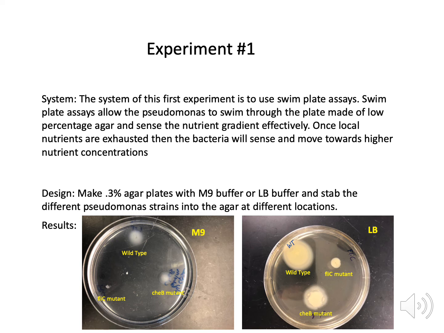A chemotaxis mutant should be able to swim but unable to chemotax, so it should spread slower than the wild type. The fliC mutant is stuck because it can't swim. That's exactly what I saw on the two nutrient sources, glucose and LB, which is just many amino acids.